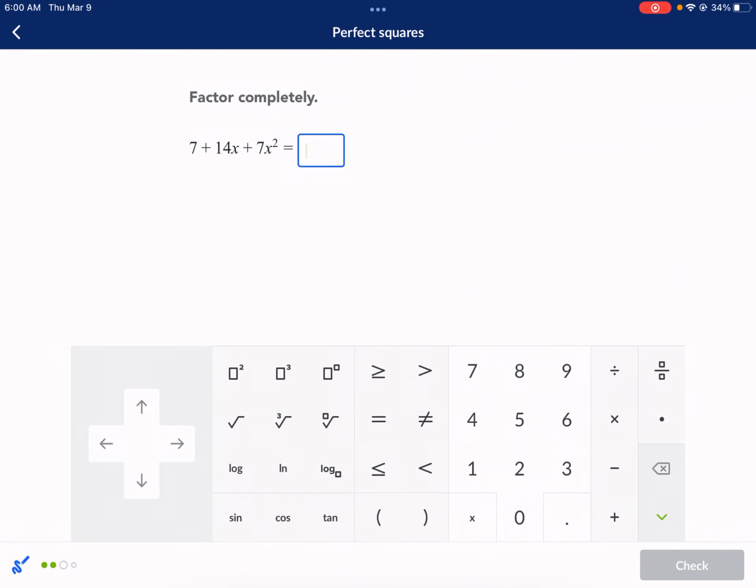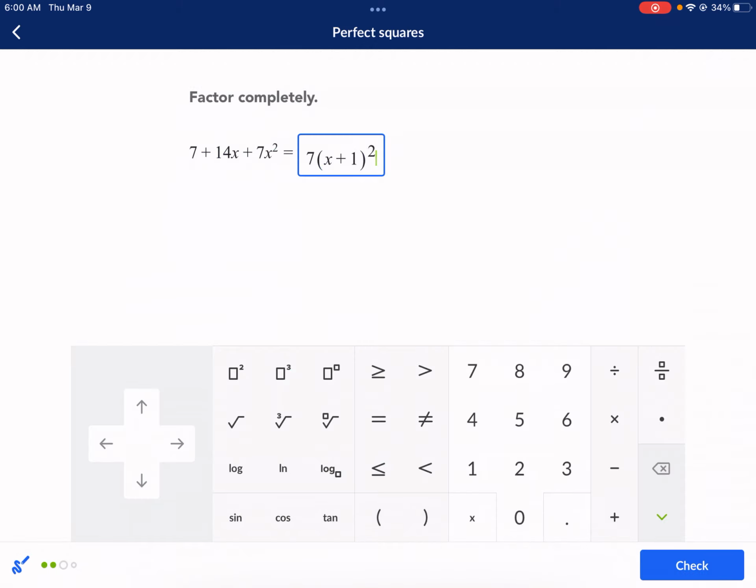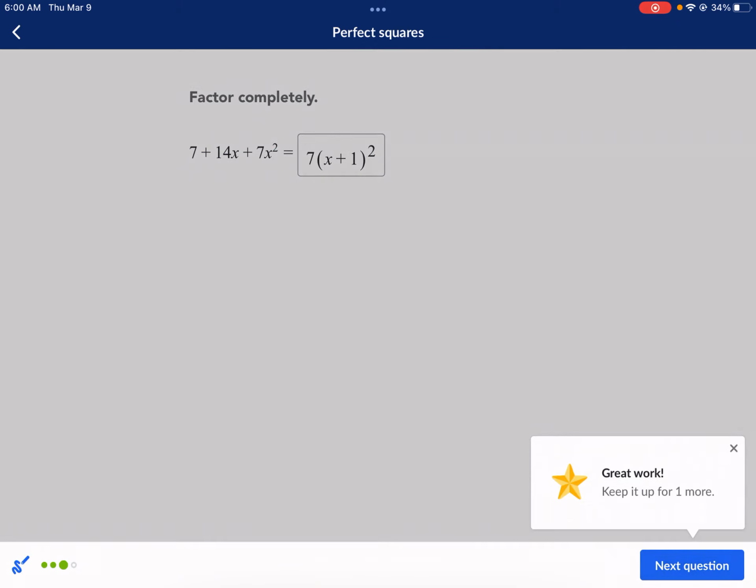Let's type that in. 7 times x plus 1 squared. Double check. Looks good. Next question.